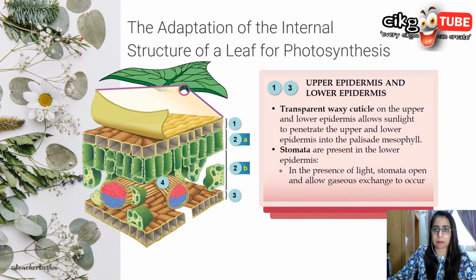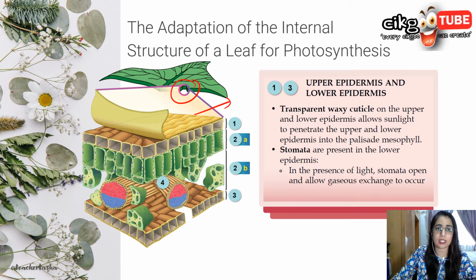We have here the upper and the lower epidermis. If we took out a part of the leaf, we have mainly the transparent cuticle on the upper and lower epidermis, which allows sunlight to penetrate. The stomata are mostly in the lower epidermis, though there are also some present in the upper epidermis.